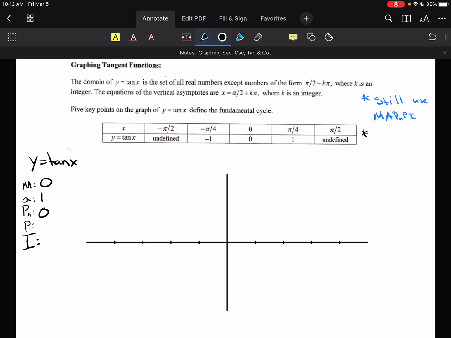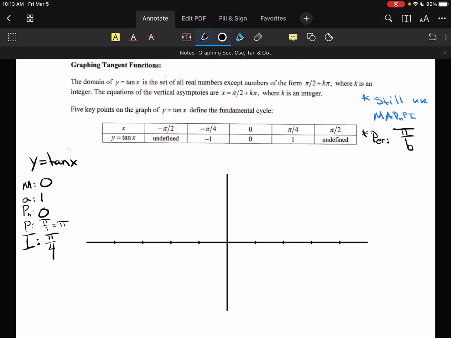Period with tangent and cotangent. To find the period for these, we're going to do pi over b. Okay, so it's no longer 2 pi over b. So we use 2 pi over b for sine, cosine, secant, and cosecant. With tangent and cotangent, to find the period, we do pi over b. So if I think about my b value here for tangent of x, it's 1. So pi over 1 would give me pi. And then my interval, I still do period divided by 4. So I would move by pi over 4s.